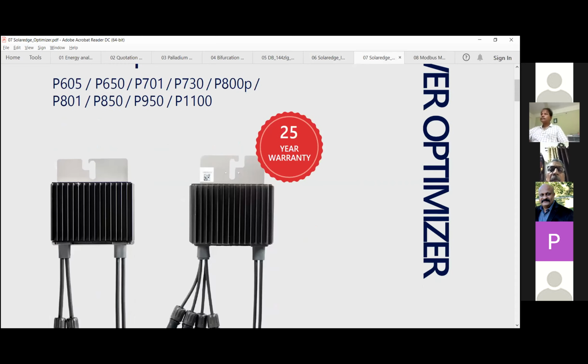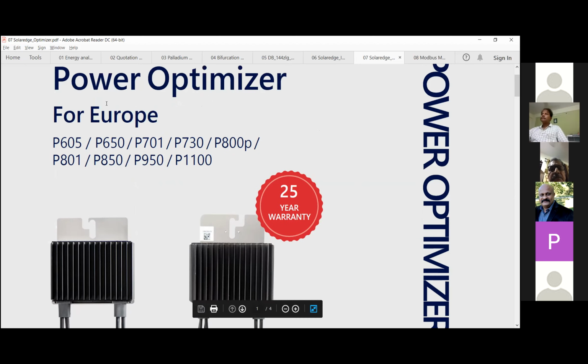This is placed under each panel. The key point is that each individual panel is a production unit, not part of a series. That's where we get almost 4 to 5% more production than a normal inverter. And this carries a 25-year replacement warranty for the optimizers, which work under the panels. Okay.